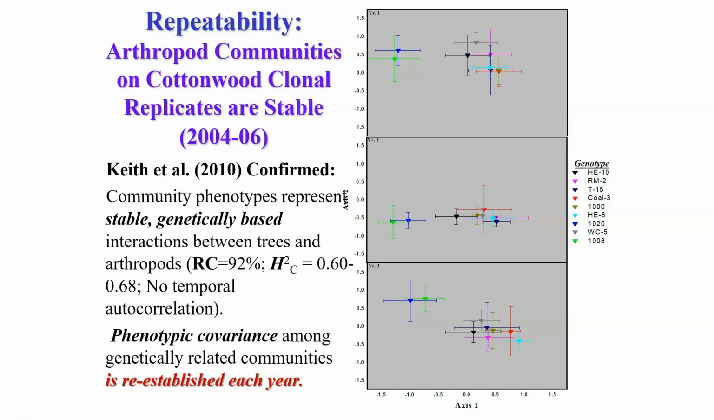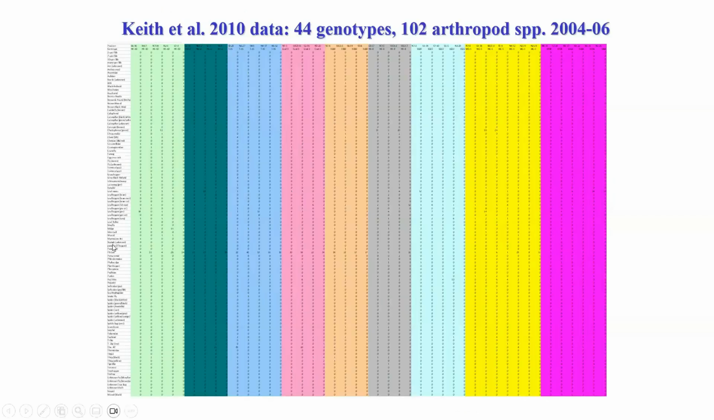Now, what we did was we took those NMDS scores, and this is a summary of what the data look like. The NMDS scores come from the abundances of 102 arthropod species across 44 genotypes of trees.